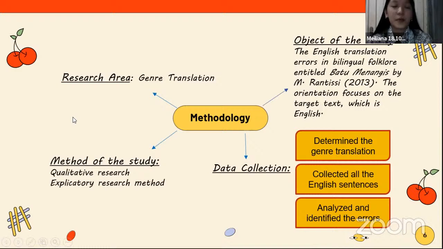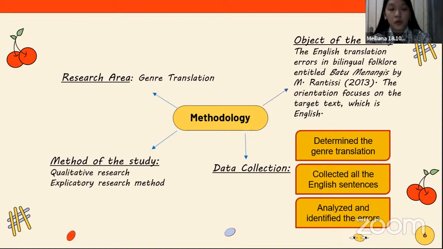The area of my research is translation, and my object is an Indonesian folklore entitled Batu Menangis by Randisi, version 2013. And the subject of my research is the English translation, where I focus more on the target text, which is English. My research is qualitative research, applying a descriptive research method, which means that there will not be any statistical calculation, but more about paragraphs and also words.